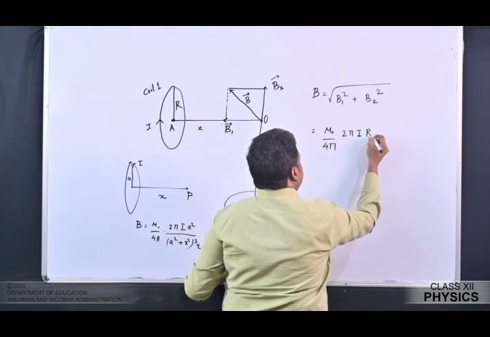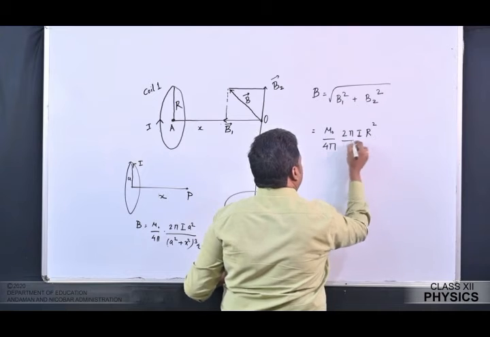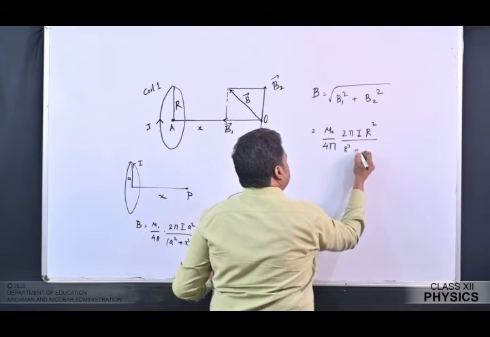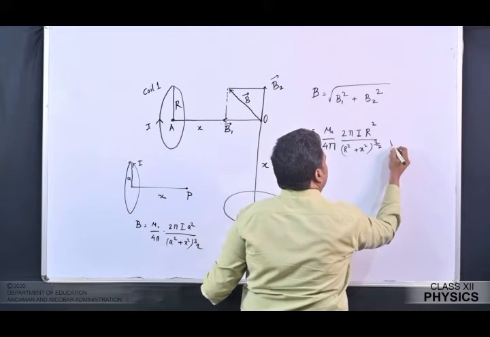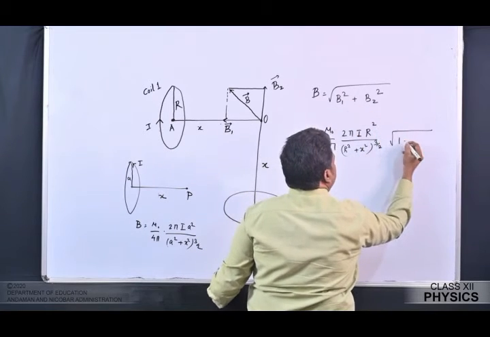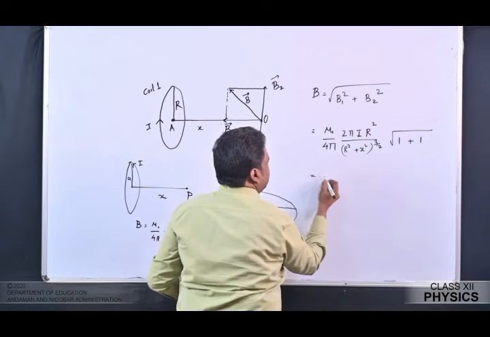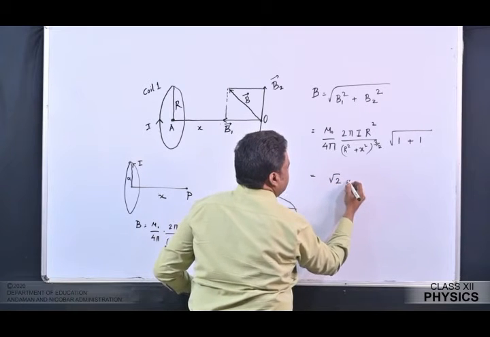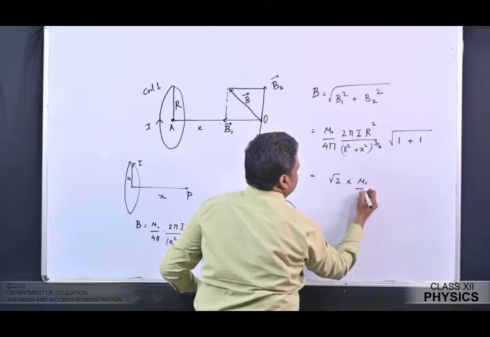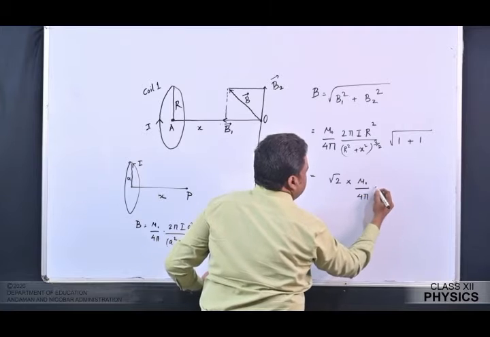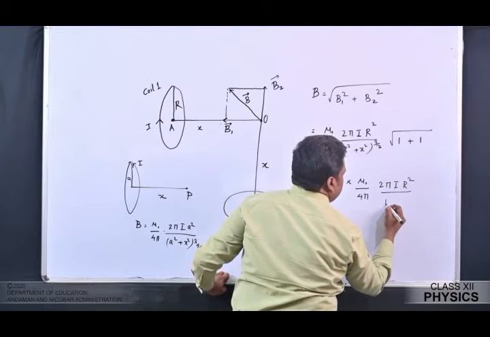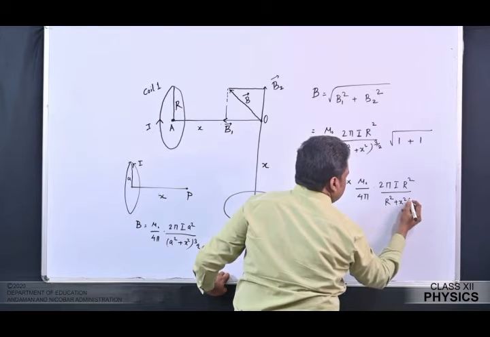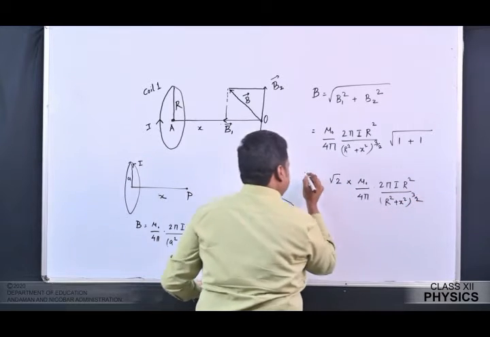Radius is also the same, so r square by r square, the distance location is also the same, so everything is the same. The only thing left is 1 plus 1. So ultimately the value comes to be root 2 times the value of the 1, that is mu naught by 4 pi, 2 pi I r square by (r square plus x square) to the power 3 by 2.